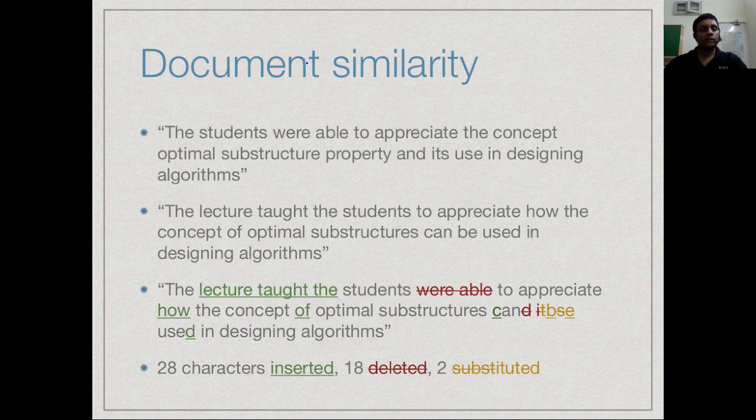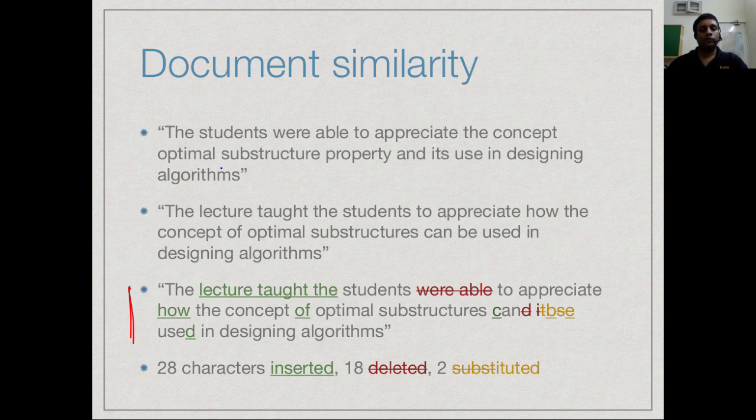The first sentence says, the students were able to appreciate the concept optimal substructure property and its use in designing algorithms. The second sentence says, the lecture taught the students to appreciate how the concept of optimal substructures can be used in designing algorithms. So the third sentence here indicates how one might obtain one of these two from the other.